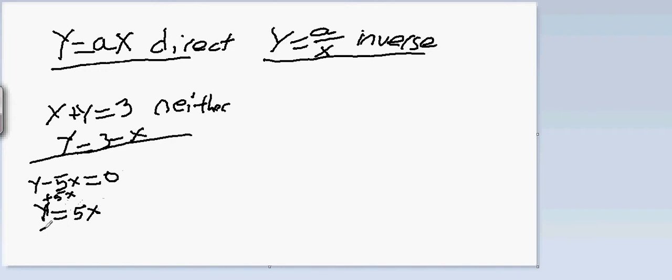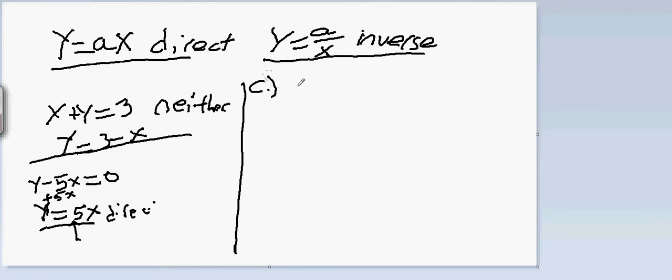So notice that this guy, y equals 5x, looks like the one up here. It's a direct variation. So the constant of variation in this question, in this example, is 5. So this is your constant of variation, and it's a direct variation. So I'm going to put direct. Okay. Let me put a line here to divide our work. Okay. Now let's look at letter C.